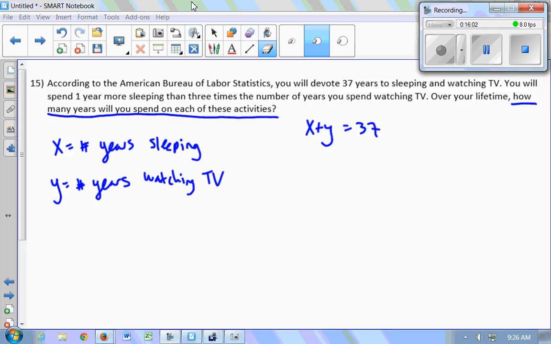So we've got 3y and we've got x, right? So triple the number of years you spend watching TV, and somehow that's related to the number of years you spend sleeping, right? And if I put an equal between them, I have to sort of balance this equation. So I have to figure out where to put the 1 to make those two things equal. And right now it says you spend 1 year more sleeping than 3 times the number of years you spend watching TV.